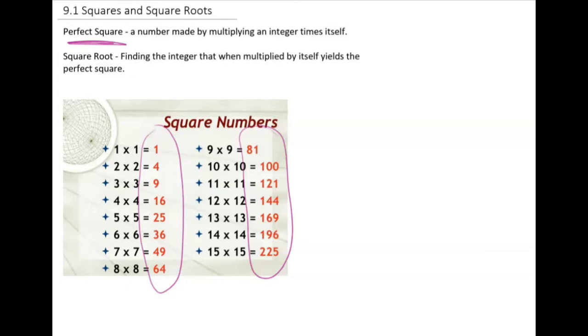Then the converse of that we find by doing something called taking the square root. So if we wanted to take the square root of 9, what we'd have to do is ask ourselves, okay, what number times itself equals 9? Well, of course, it's 3, right? And you can see that on our chart here. So the square root of 9 is 3. So the square root is an operation that allows us to find what that integer is that multiplies itself to give me the perfect square.